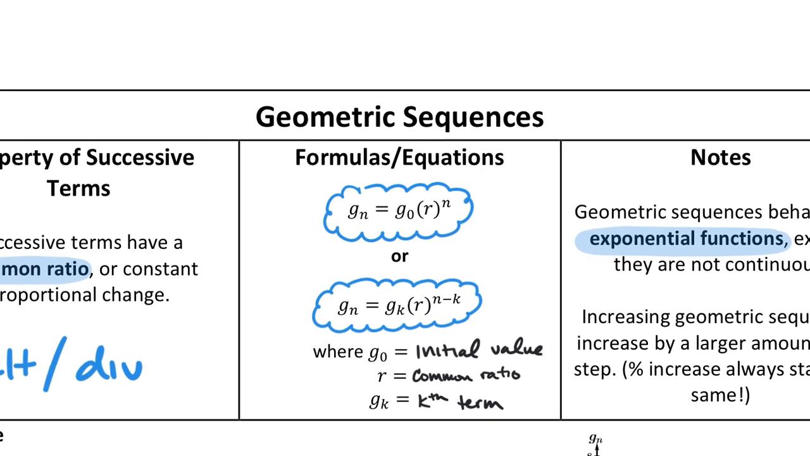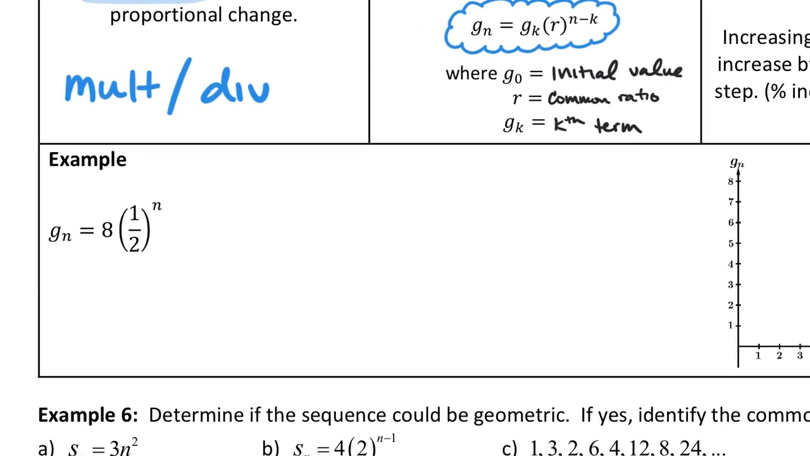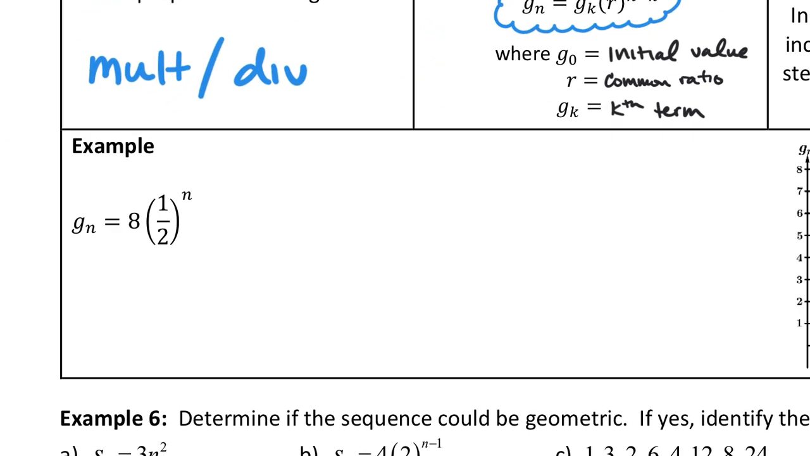Okay, so for geometric sequences, they're not changing by addition and subtraction, they're changing by multiplication and division, which is the biggest difference between arithmetic and geometric sequences. Let's see what one looks like, and we're going to have to start remembering how to do exponents in our head. It'll be fine, we can do it.